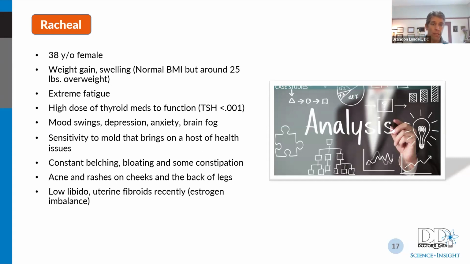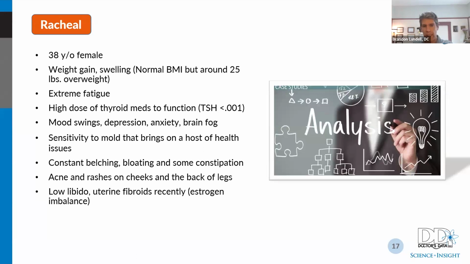So extreme fatigue. She was on a high dose of thyroid meds. I'll get into how high it was in a minute. And her TSH was undetectable, and yet she still had every symptom in the book of low thyroid. So elevated cholesterol, elevated MCV, elevated homocysteine. Those are all clinical laboratory indicators for hypothyroidism. So you can't just rely on thyroid numbers. We want to rely on the downstream effects of thyroid to measure whether there's really a thyroid issue going on.